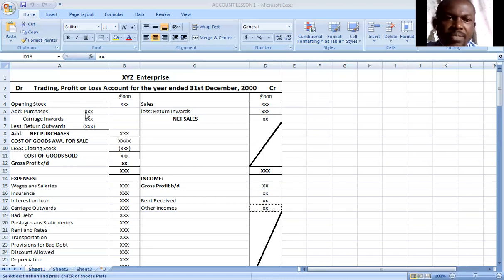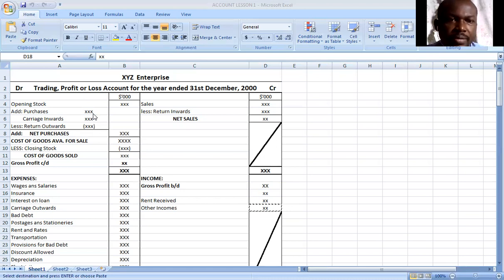When this person buys goods, it's expected that the person incurred a cost to carry those goods from where they are bought to the business place. This is termed carriage inwards, so you add carriage inwards to your purchases. Then there are times when the person might buy goods and some of them might be faulty. Those that are faulty might be returned to the supplier. This is called return outwards, so you deduct the value of the returns from the purchases.